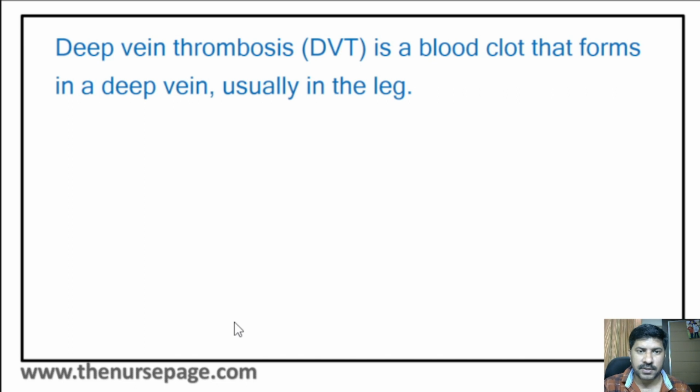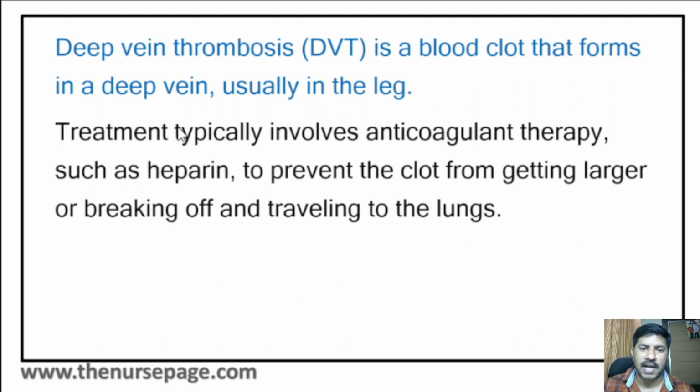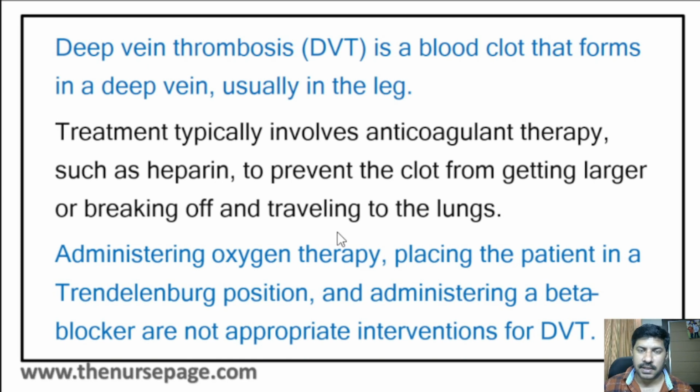Deep vein thrombosis or DVT is a blood clot that forms in a deep vein, usually occurring in the legs. Treatment typically involves anticoagulant therapy such as heparin to prevent the clot from getting larger or breaking off and traveling to the lungs. If it reaches the lungs, it will cause pulmonary embolism. So, in order to prevent pulmonary embolism, we need to administer heparin as a precaution. Administering oxygen therapy, placing the patient in a Trendelenburg position, and administering a beta blocker are not appropriate interventions for DVT.